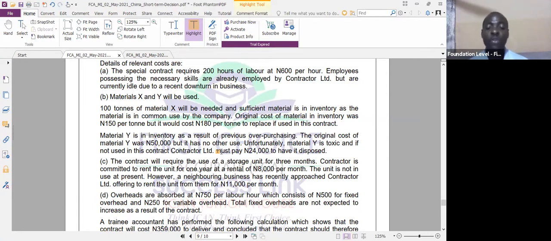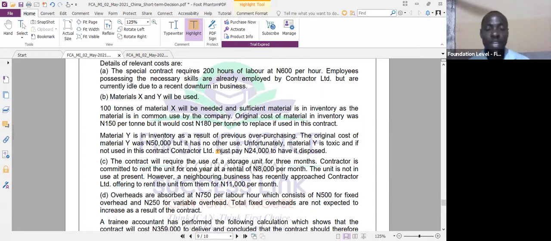Now, how do you charge this storage that will be used for the 3 months of the project? If you are to use it, people have already committed to pay 8,000 naira. So you cannot charge this 8,000 naira for the storage unit simply because somebody has committed 8,000 naira. But you are going to look at the relevant costs. That committed cost happened in the past, so it's not relevant.